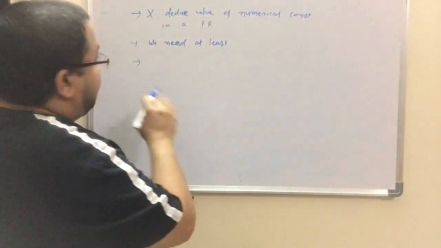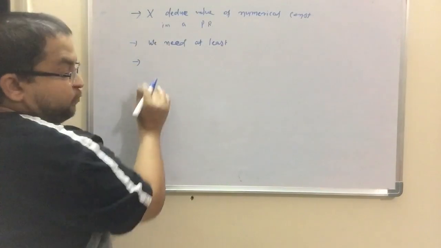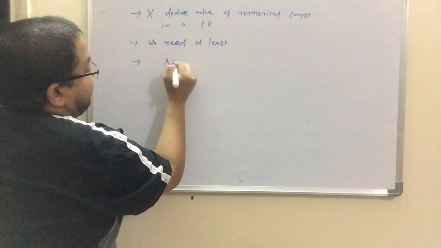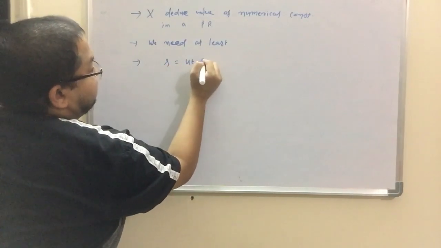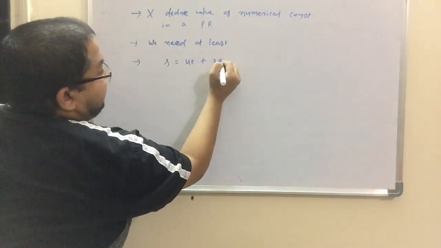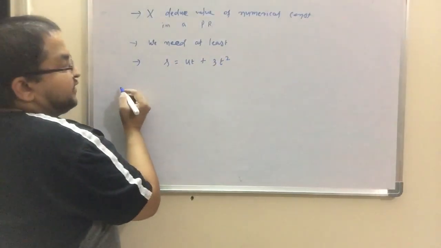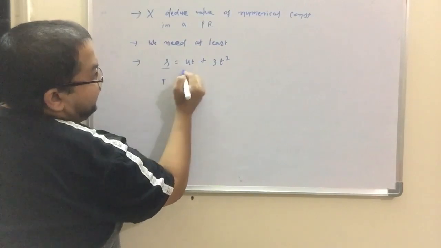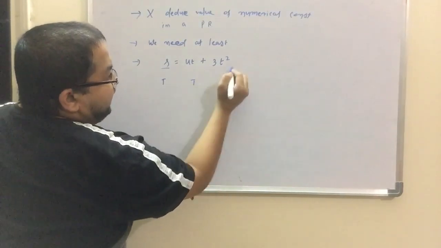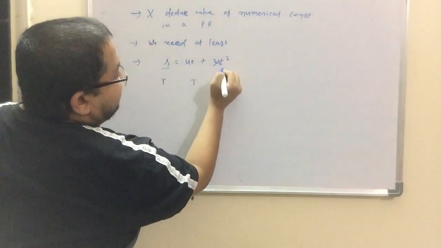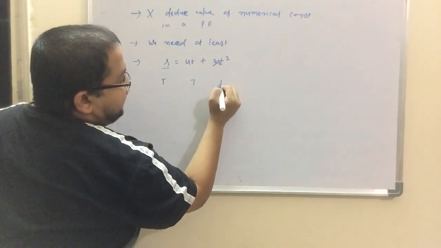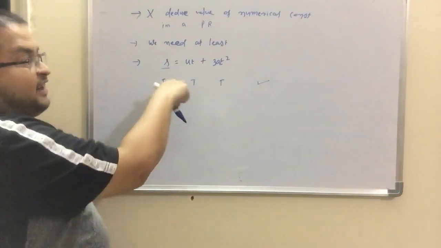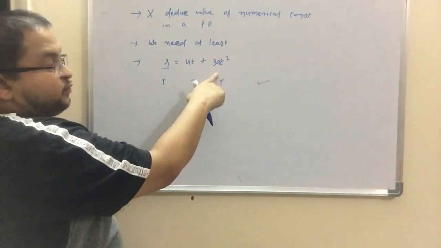The third limitation is again from the principle of homogeneity. If we are saying S equals ut plus 3at squared, and if you do dimensional analysis, this one would be L, ut would again be L, and this at squared would again be L. So dimensional analysis will say it's correct, but in reality this is not. We know it's ut plus half at squared.